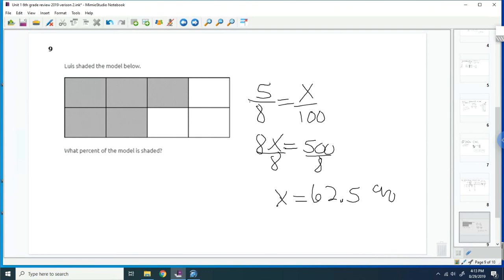The 8th bus is here. Ms. Cooper, the 8th bus is here.